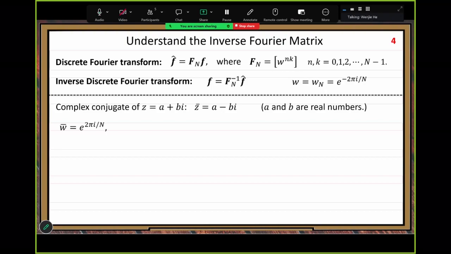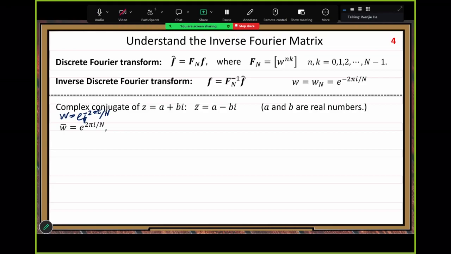This time we apply the complex conjugate on our little w. Our original little w has a negative sign: little w equals e to the negative 2 pi i over capital M. When you take the complex conjugate, you just change the sign of the exponent from negative to positive. If you use Euler's formula, it's easy to see.